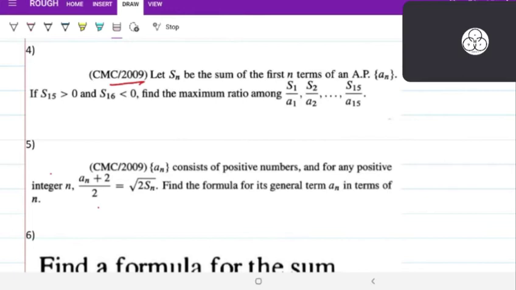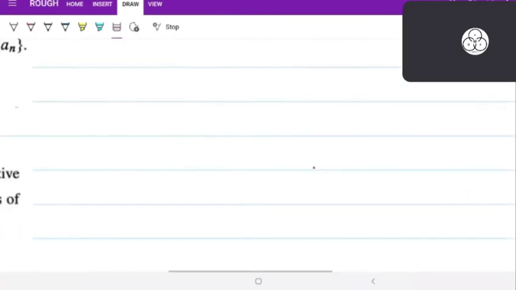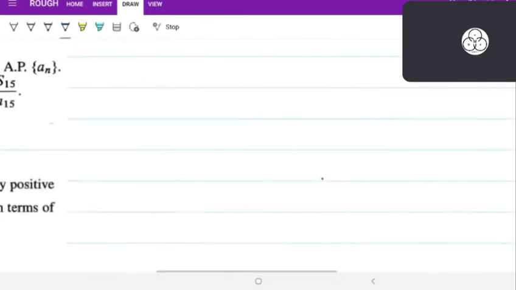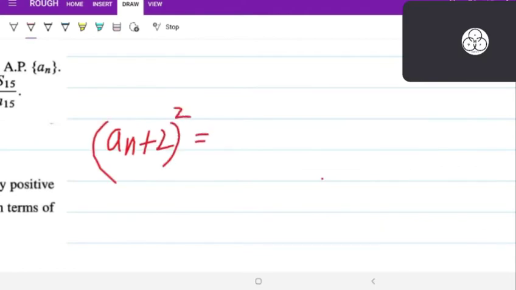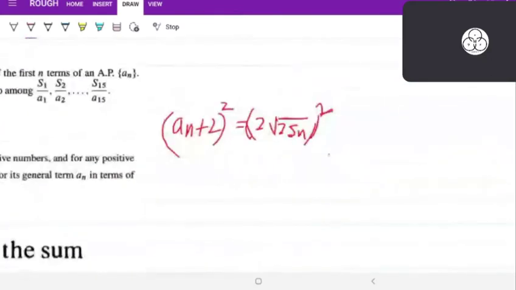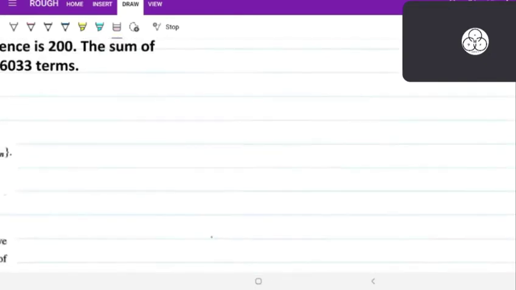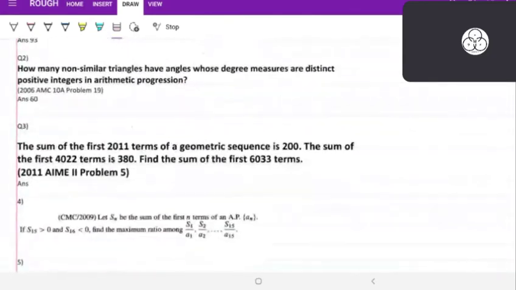Now, a sequence an consists of positive numbers for any integer. Find a formula for its general term. Easy, very easy question. First thing is to get rid of the square root. First thing is to make the perfect square. What I have written, everything is managed.